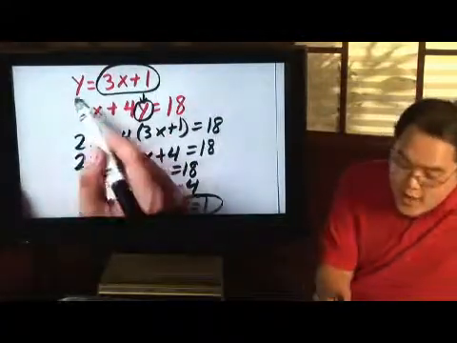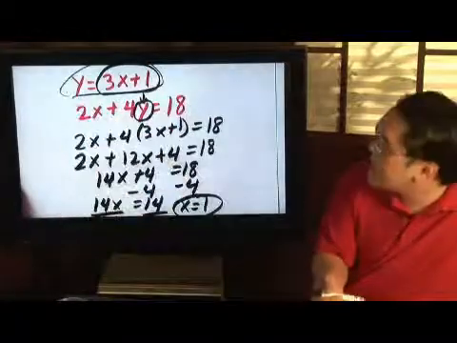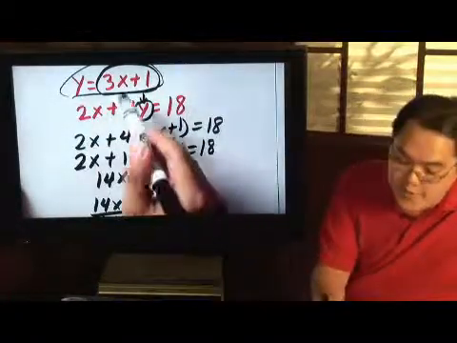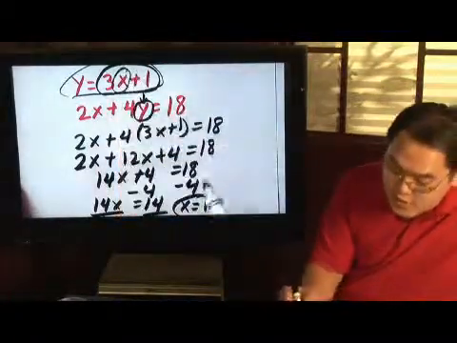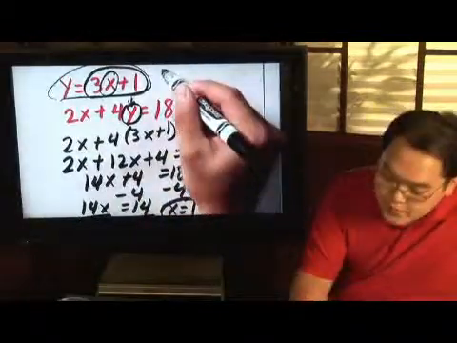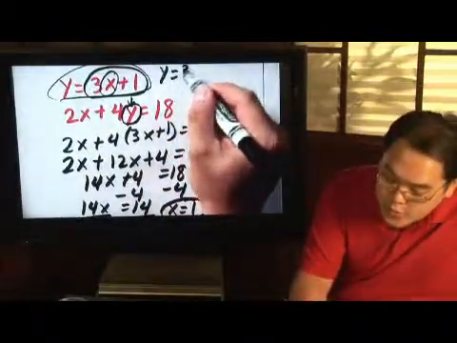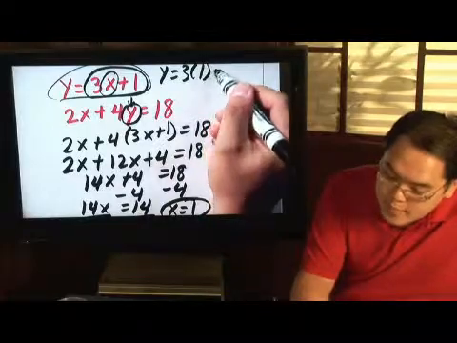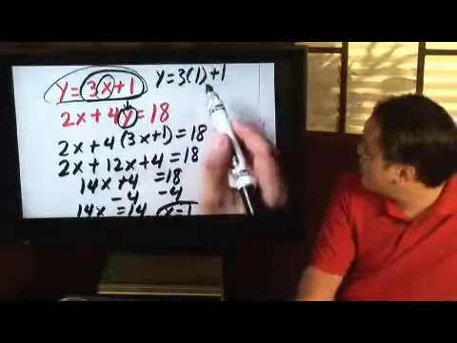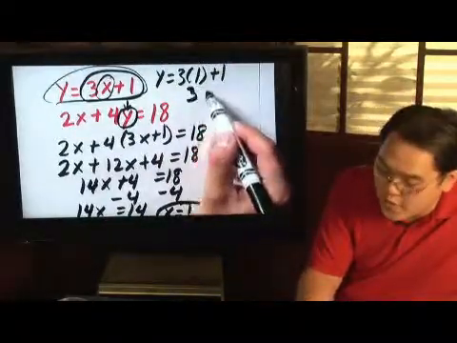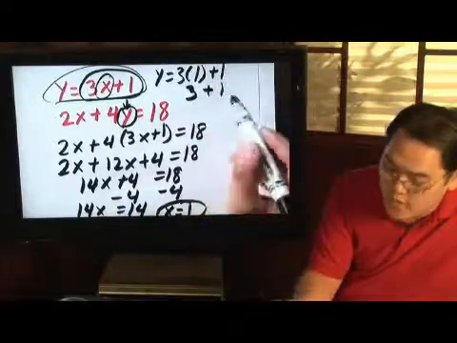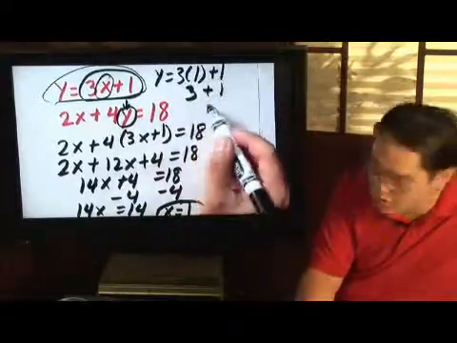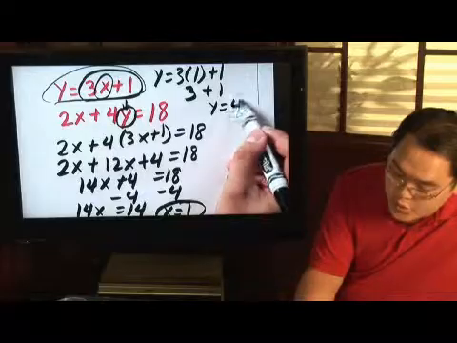Now, because y is already by itself in this case, it's easier to plug in 1 in place of x over here. So here's what we have. Y is equal to 3 times 1 plus 1. You know 3 times 1 is going to give you 3. And then add the 1, you're going to have a grand total of y is equal to 4.